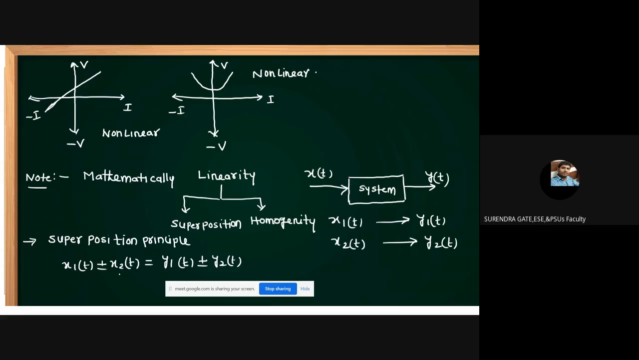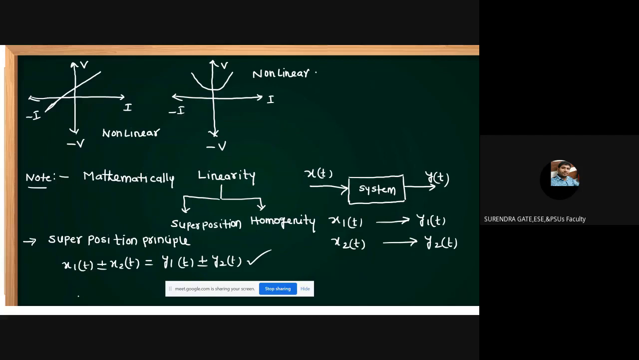That is, the difference of inputs is equal to the difference of outputs, and the sum of the inputs is equal to the sum of the outputs. Then we can say that the system is satisfying the superposition principle. Then what is the homogeneity principle?